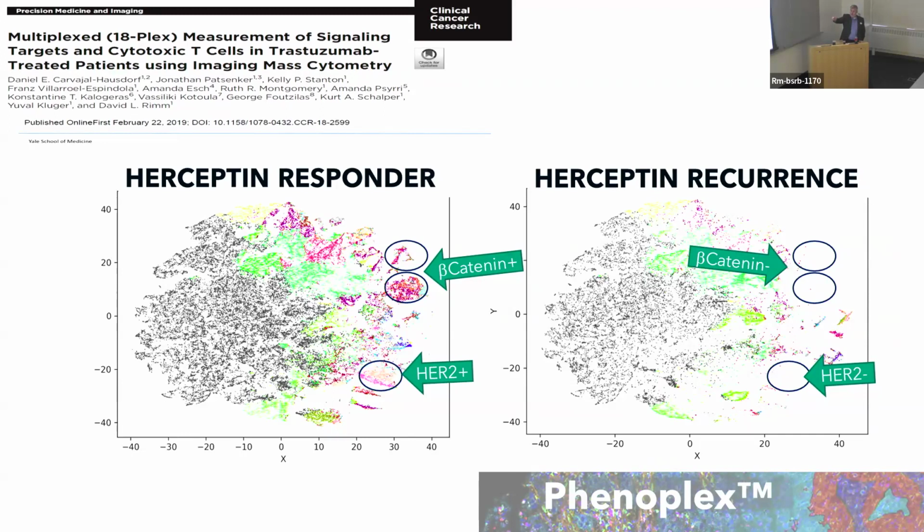The HER2 receptor was obviously deficient in the recurrent patients. This is the receptor that the drug is going to attach itself to. And because it didn't attach itself to the receptor, we had a deficiency in the downstream signaling through beta-catenin, which was actually a novel discovery that they hadn't seen before, hadn't realized.